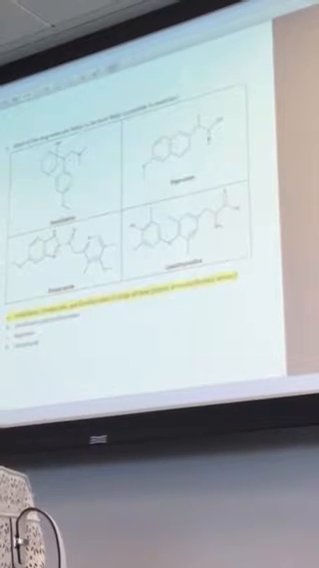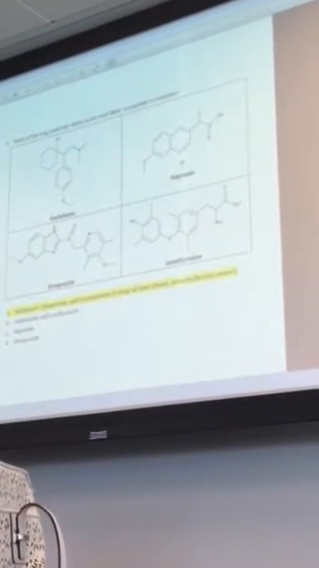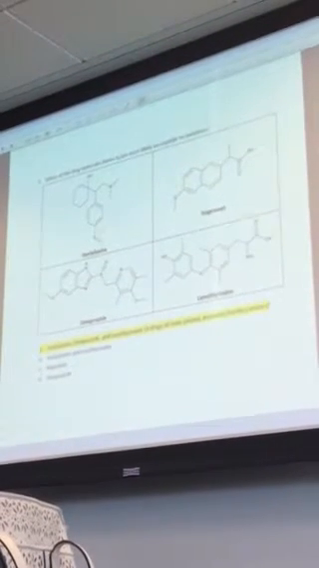If you picked this one, you were missing these aromatic amines as being susceptible to oxidation. Naproxen doesn't have anything that should oxidize, right? You don't have any phenols, you don't have any aromatic amines or tertiary amines, no sulfur groups. So this is the one that shouldn't oxidize, and then these three should.